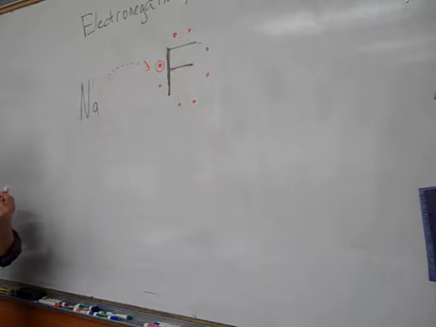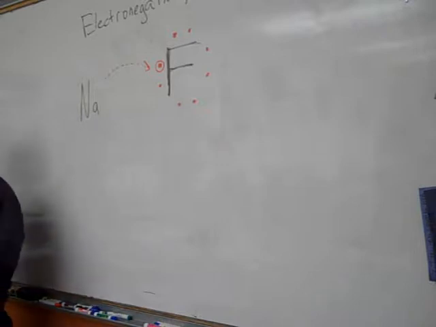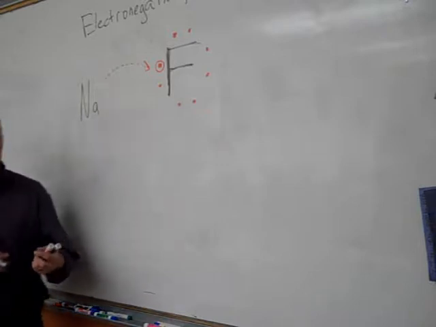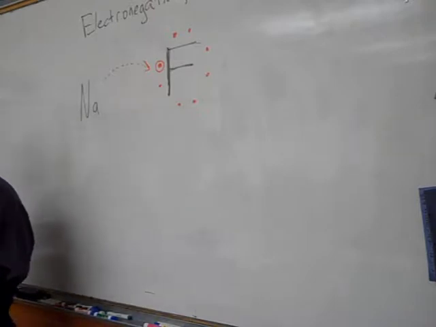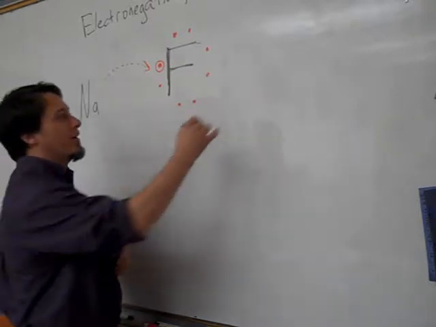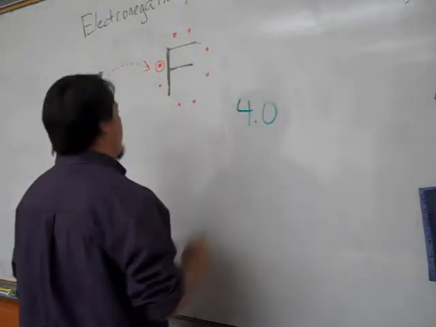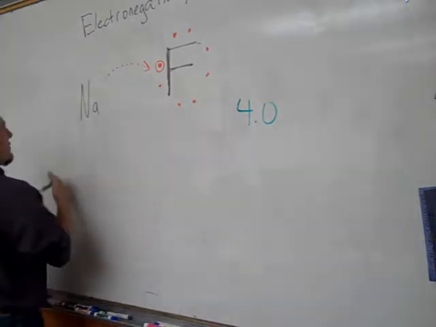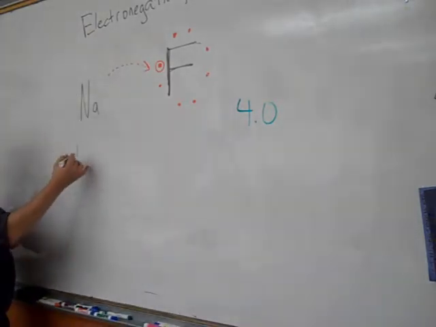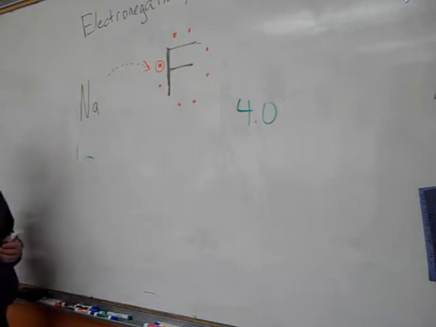And what I didn't talk about really before was that the elements on the periodic table that form ionic compounds are very electronegative. Fluorine is the most electronegative. There's a scale of electronegativity, and the highest one is fluorine with a 4.0. And these others are somewhere around 1 point something.